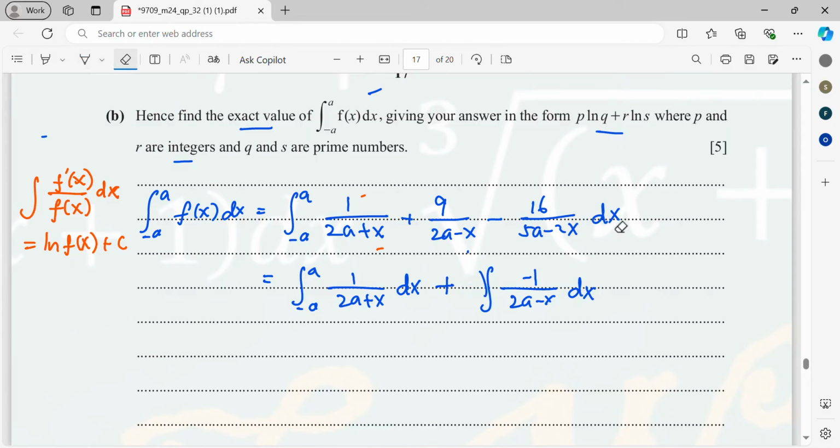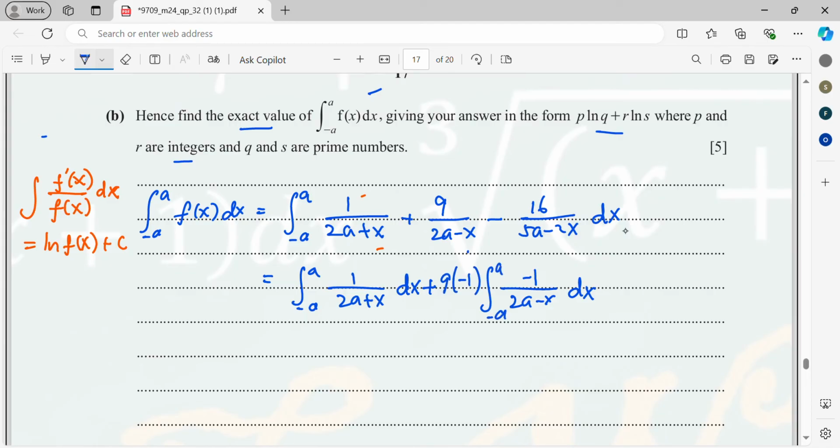So let me write. Then from minus a to a. And then the last one, where I differentiate minus 2x, I will get minus 2. So I will write plus minus 16 integrate 5a minus 2x dx. Here should be minus 2. Then here you have to divide by minus 2.